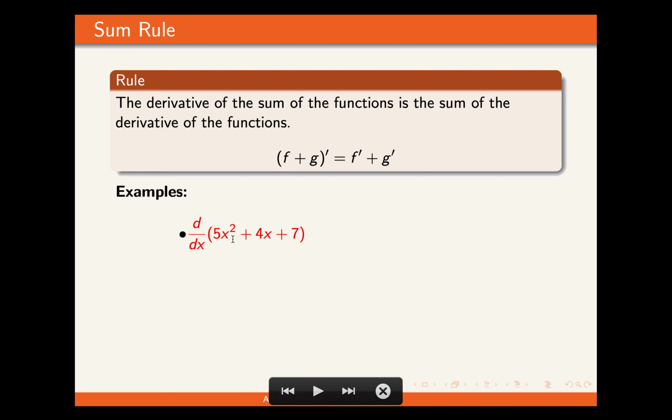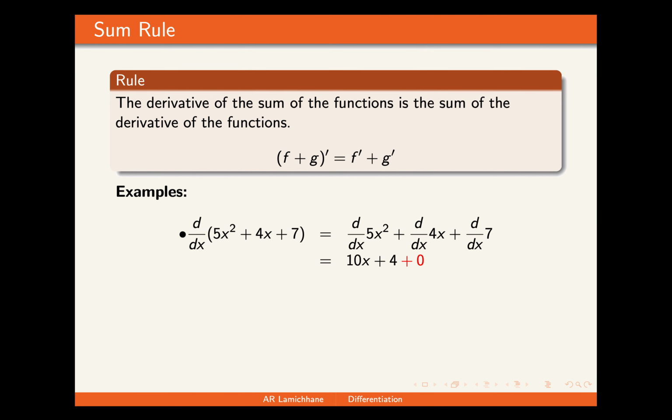What is the derivative of 5x squared? By using the constant multiple rule, we can take the constant out, 5 is out, and the derivative of x squared with respect to x, by using the power rule, will be 2x. So 5 times 2 will be 10, so 10x is the derivative of 5x squared. Similarly, what is the derivative of 4x? 4 is a constant, take that out, and the derivative of x with respect to x is 1. So 4 times 1 will be 4, right? And then 7 is a constant, so the derivative of 7 with respect to x will be 0.